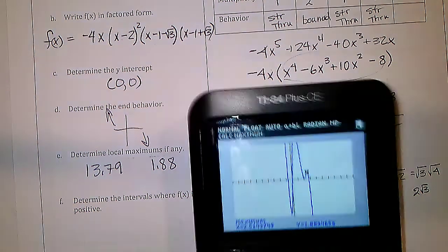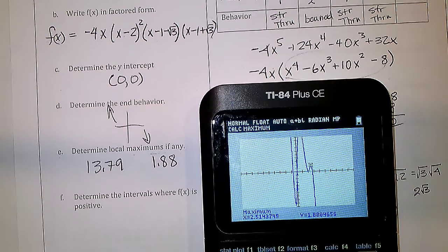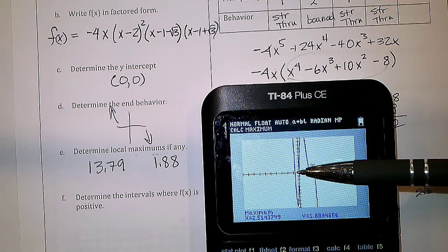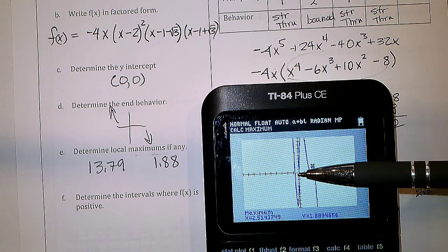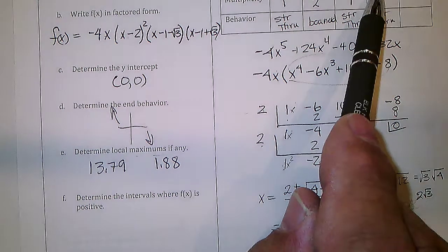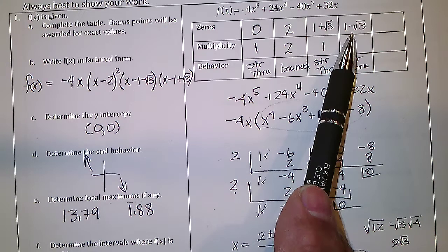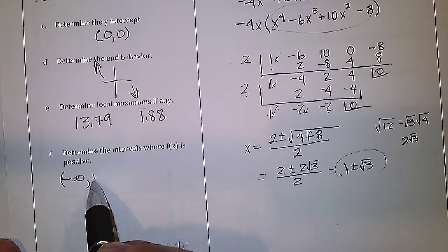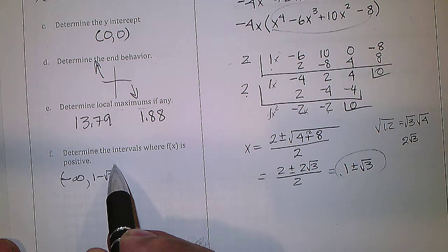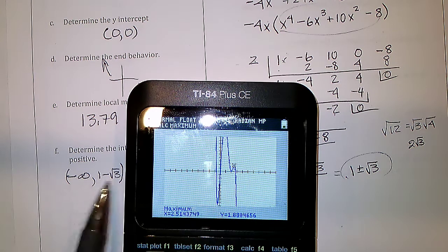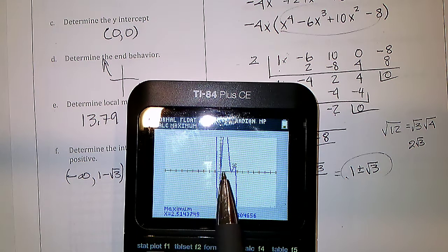Okay. Determine the intervals where this is positive. Well, it's positive all the way up to that spot. Now, that spot is somewhere between 0 and negative 1. And that would have to be that answer. So from negative infinity up to 1 minus the square root of 3, it's positive. Then at that 1 minus the square root of 3, it's actually equal to 0.